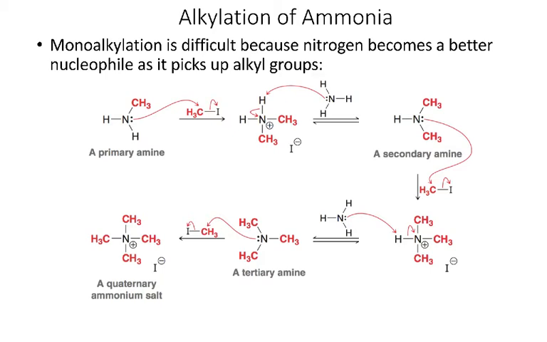Now, the problem is, even using stoichiometry, it's difficult to just stop at the primary amine, and we're likely to get a mixture of products, which we generally don't like in synthesis. So alkylation of ammonia, great for making quaternary ammonium salts. But let's switch to some other methods that we can more reliably get primary amines.